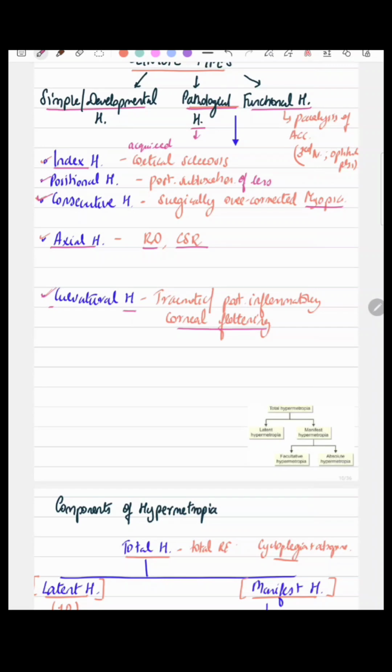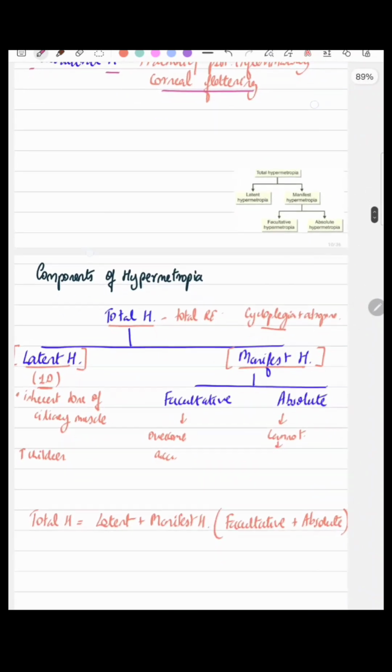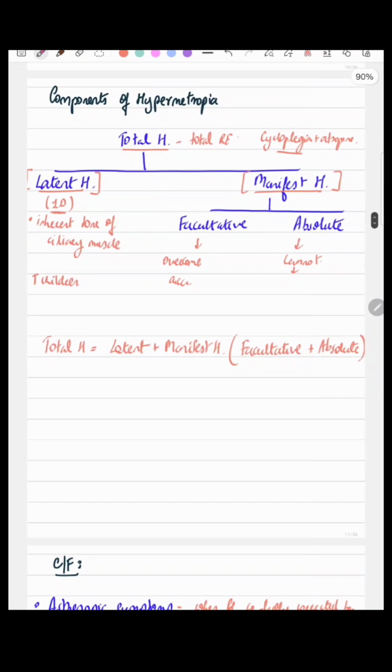Next, coming to functional hypermetropia, it is due to the paralysis of accommodation. It can be either due to a third nerve palsy or internal ophthalmoplegia. That is functional hypermetropia. Next is components of hypermetropia.